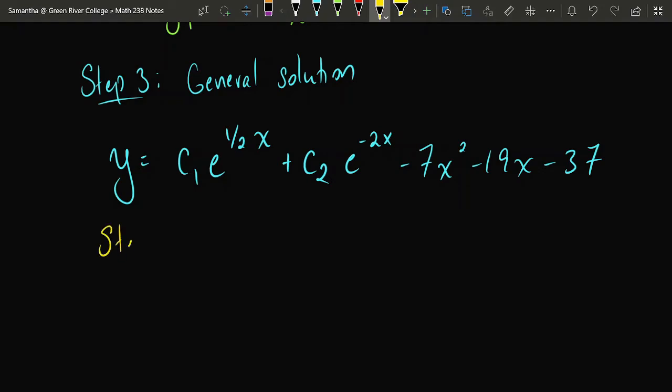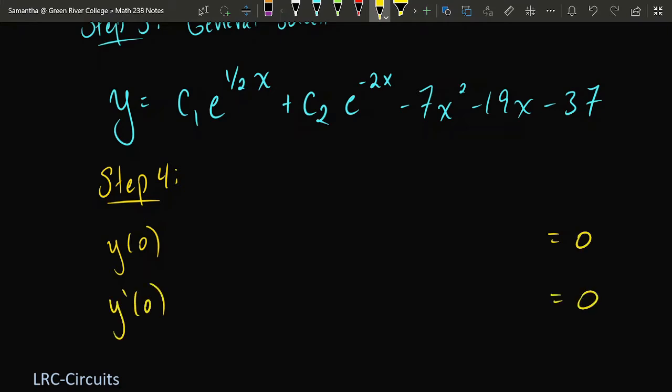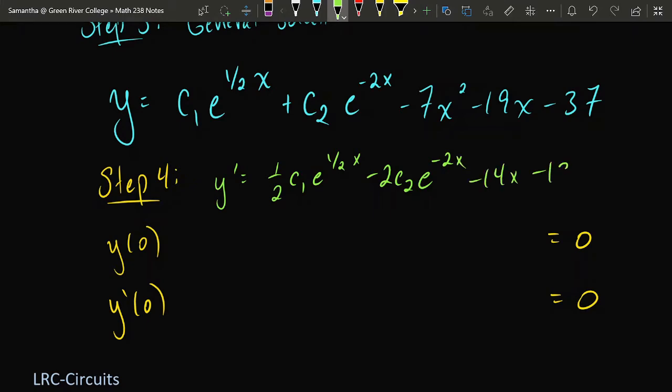But we can't forget that we're in an initial value problem, and we also have to meet the 2 requirements that if we plug 0 into our solution, we require 0 to be the result, and if we plug 0 into the derivative, we still require 0 to be the result. So let's go ahead and calculate y prime, which would be 1/2 c1 e to the 1/2 x plus negative 2 c2 e to the negative 2x minus 14x minus 19.